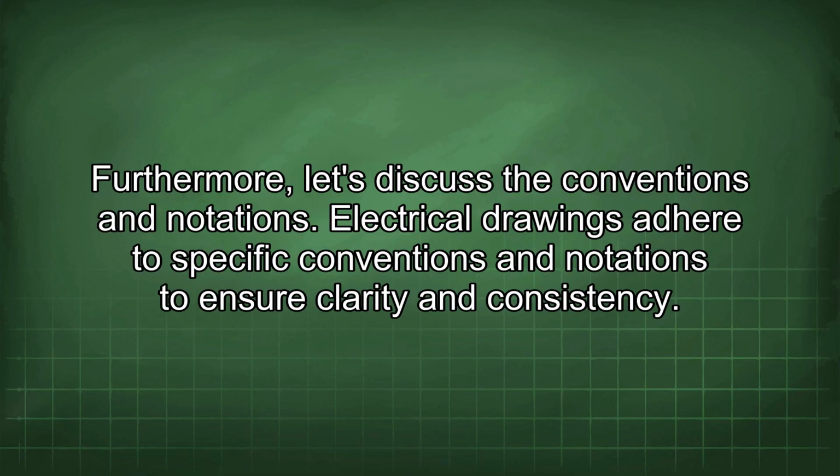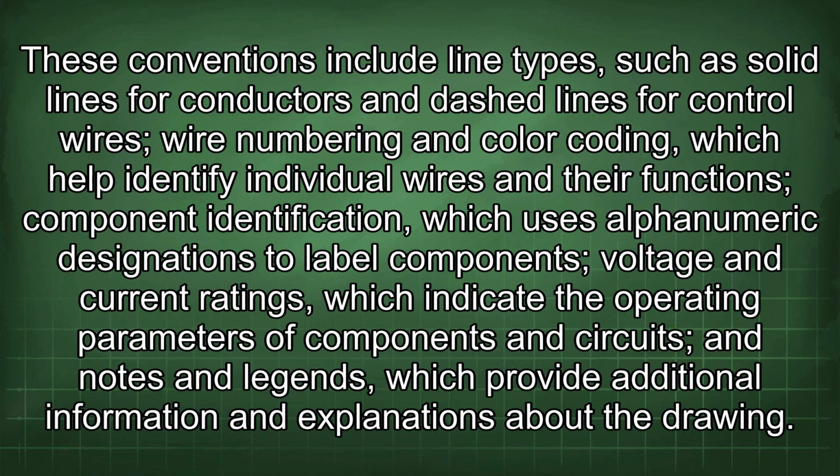Furthermore, let's discuss the conventions and notations. Electrical drawings adhere to specific conventions and notations to ensure clarity and consistency. These conventions include line types, such as solid lines for conductors and dashed lines for control wires, wire numbering and color coding, which help identify individual wires and their functions, component identification, which uses alphanumeric designations to label components, voltage and current ratings, which indicate the operating parameters of components and circuits, and notes and legends, which provide additional information and explanations about the drawing.